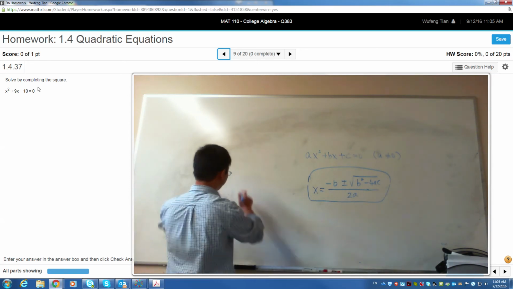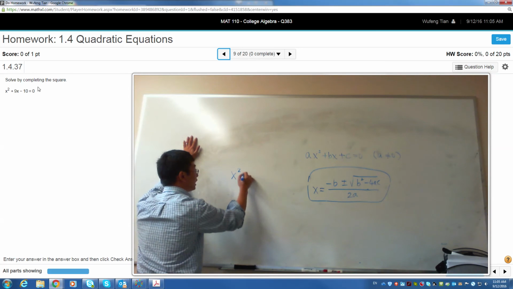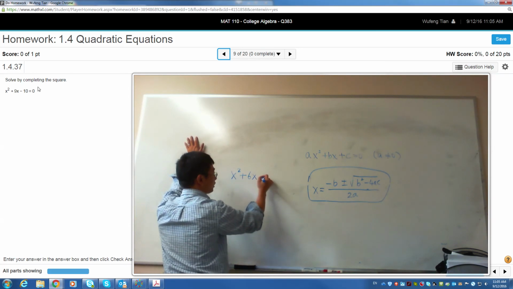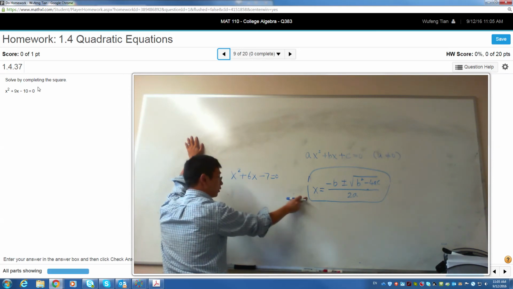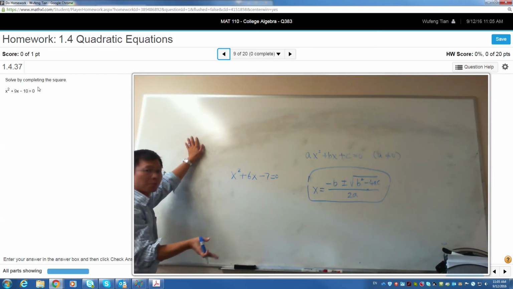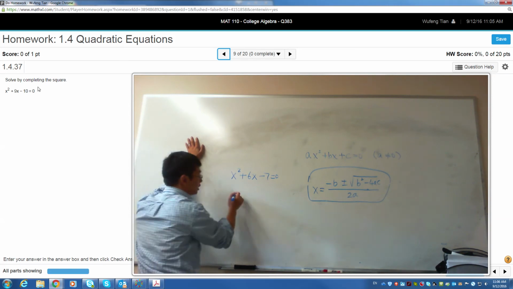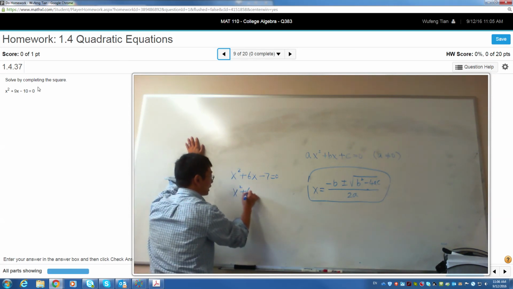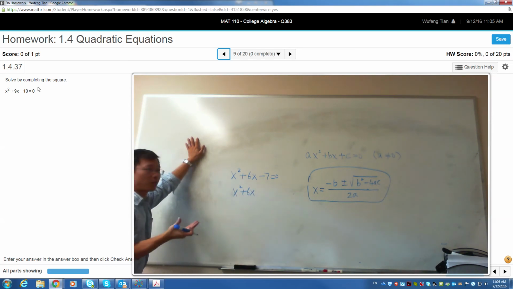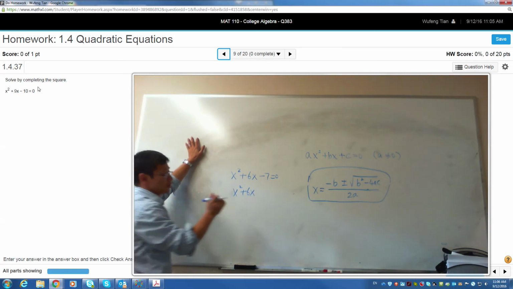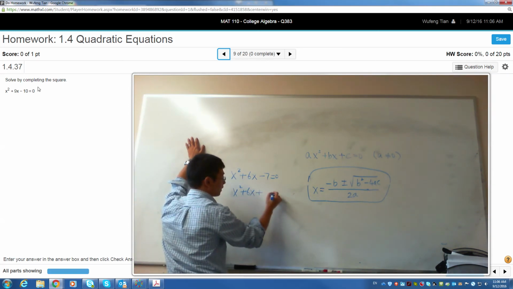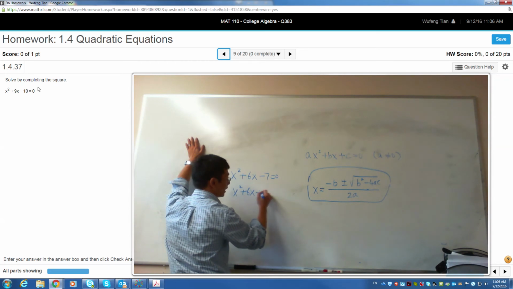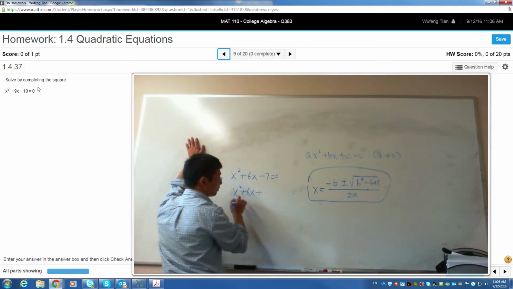For example, x squared plus 6x minus 7 equals 0. You know you can factor. You know you can use the quadratic formula. Now I'm going to introduce the completing square form. How do you do that? So you have x squared plus 6x. You need a complete square, so you have to add something here to make a complete square.